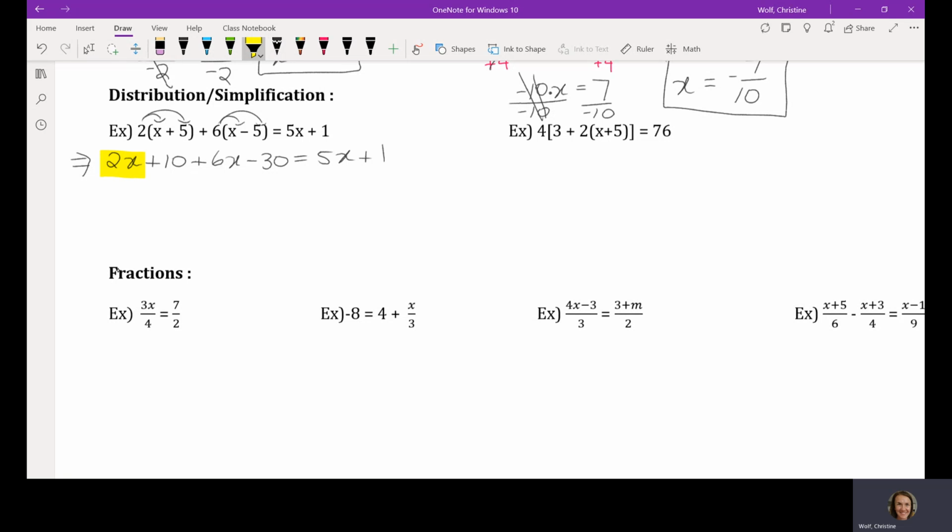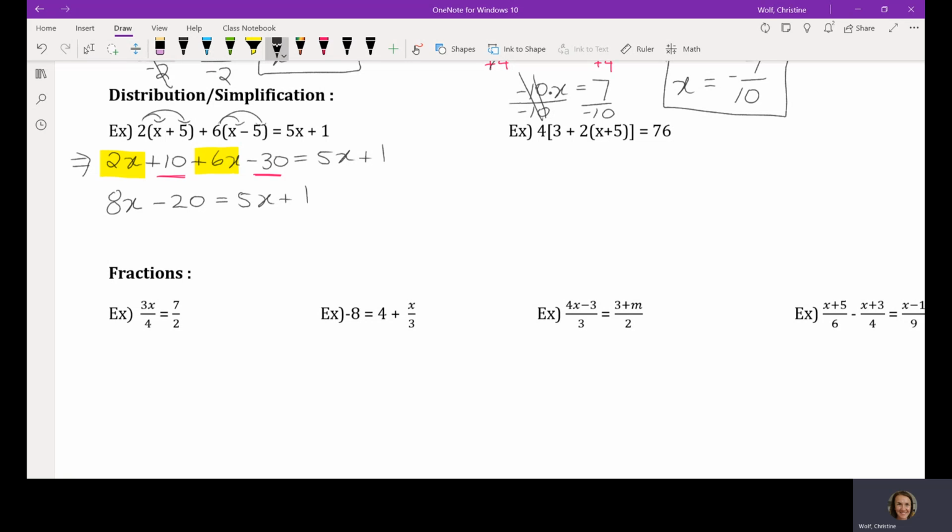I can simplify those two guys together, right? And I can simplify those two numbers together. So if I rewrite this, 2x plus 6x is actually 8x. And then 10 minus 30 is actually negative 20. And my right-hand side didn't change. Now I'm going to cancel out the variable on the right-hand side.